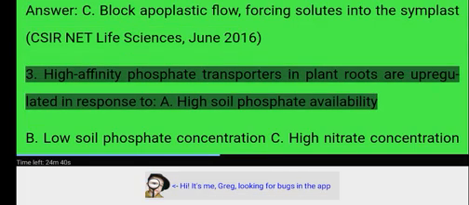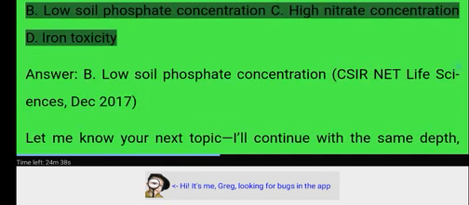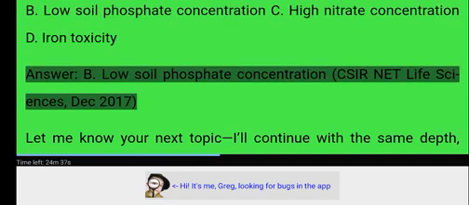3. High-affinity phosphate transporters in plant roots are upregulated in response to: A. High soil phosphate availability. B. Low soil phosphate concentration. C. High nitrate concentration. D. Iron toxicity. Answer: B. Low soil phosphate concentration. CSIR NET Life Sciences, December 2017.